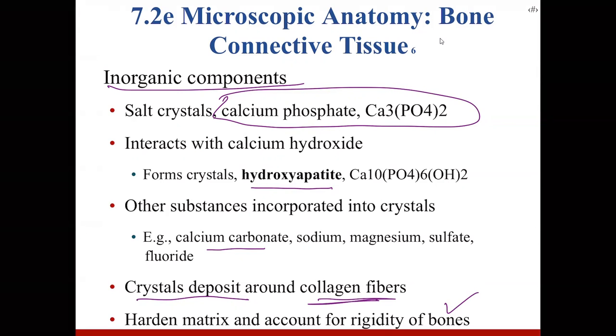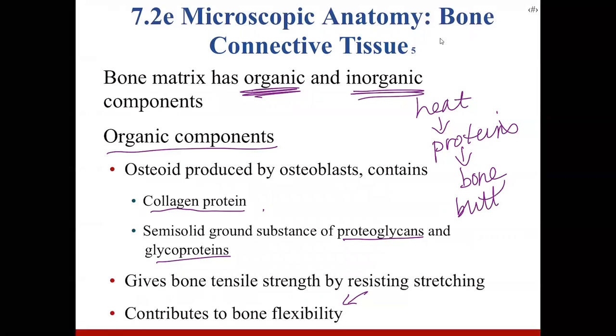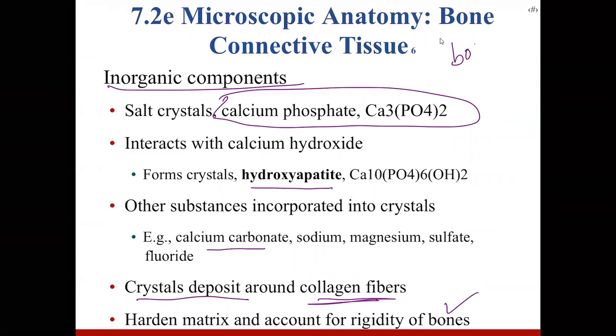And I can post, Thanksgiving is coming. I have a little exercise you can do where you can heat up the bone. If you heat the bone up, you break down the proteins. So heat will break down the proteins and bone becomes brittle. But if you put bone in vinegar, that breaks down the calcium, removes the calcium, and the bone becomes very flexible. So it's kind of cool. There's a little activity I can post for you guys to try it.